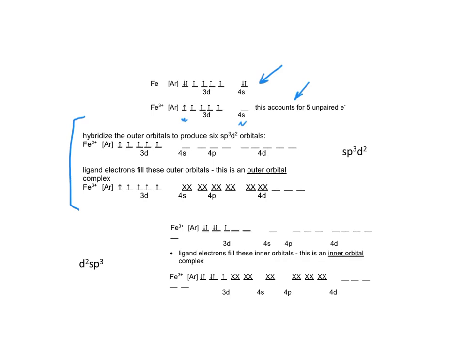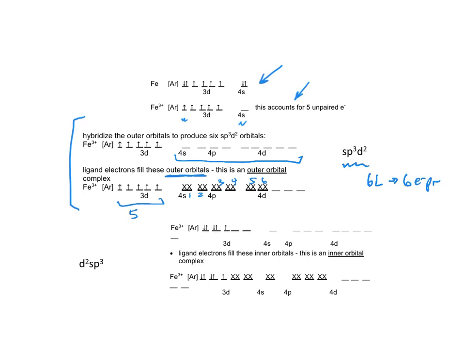When we have the complex that is entitled sp3d2, what has happened? Well, that is called the outer orbital complex because what we do is we draw out everything in that next n level. You see there's a 4s, a 4p, and a 4d. Let's say we have 6 ligands coming in and we have 6 electron pairs. That's what these little X's are. 1, 2, 3, 4, 5, 6. The electron pairs have moved into those orbitals, and we can account for our 5 unpaired electrons.